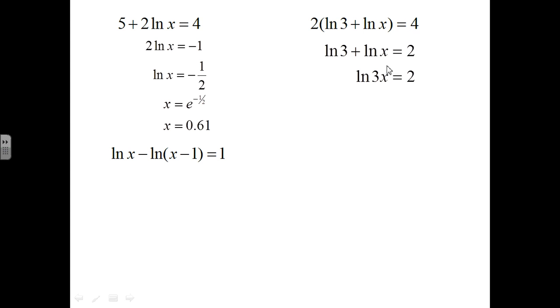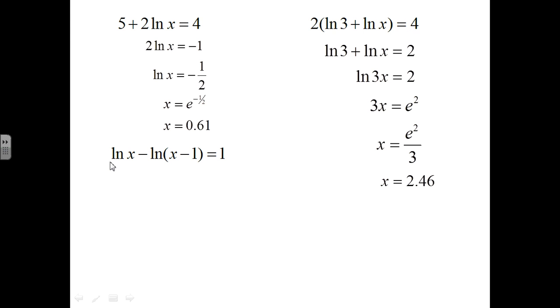And once you do that, now you can exponentiate both sides with the base of e, and we get 3x is equal to e squared. So x equals e squared over 3, which comes out to be 2.46. So I really want you guys to watch out. A lot of you will fall into that trap and try to say this is e cubed plus x equals e squared or something, and that's not correct. Okay? All right.